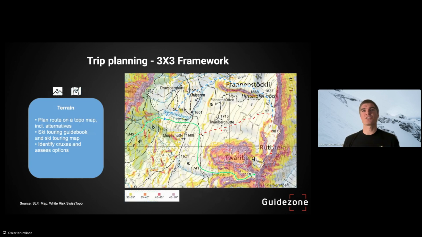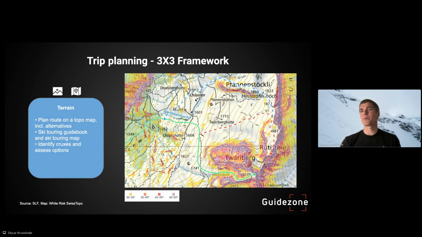So when we want to plan a tour, we look at a map. This can be a paper printed map, or it can be online tools, or digital tools. I tend to use digital tools for much of my planning at home because it provides a lot of features that you cannot just do on a paper map, but it all depends on preference. Naturally, in the field, you will also bring a paper map. You can refer to ski touring guidebooks and ski touring maps to get more information.